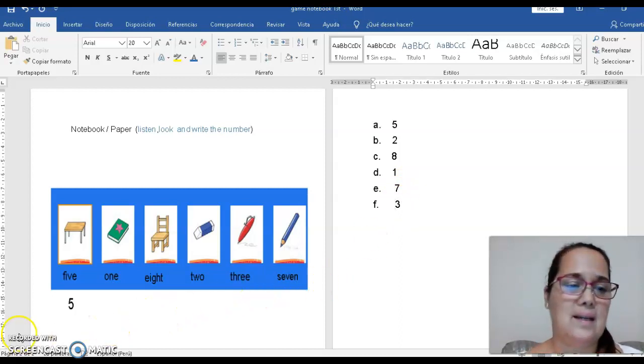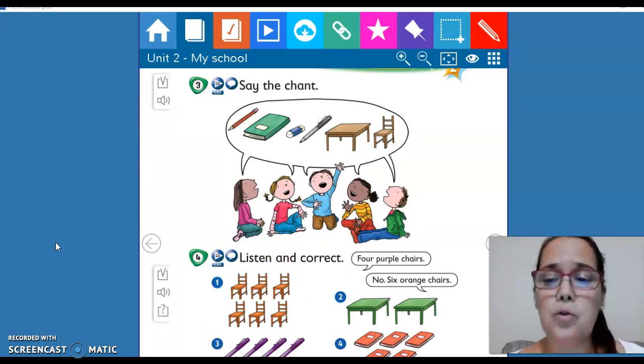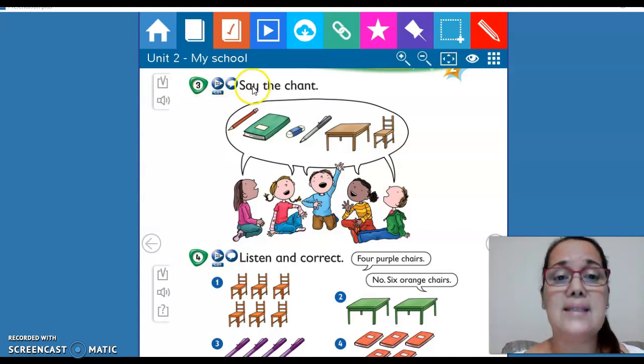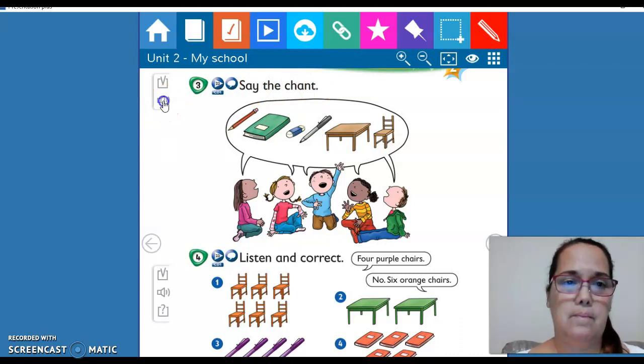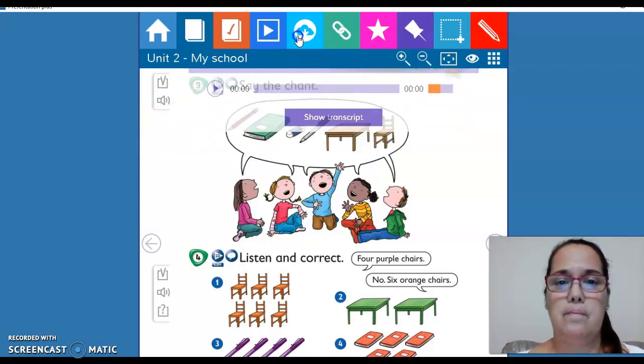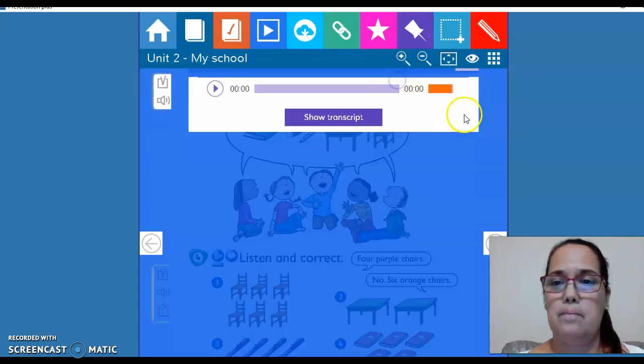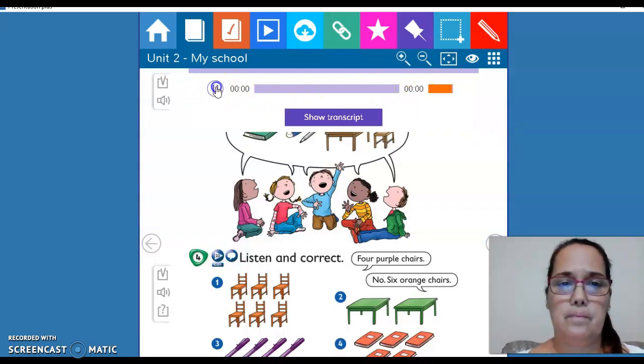Good job, kids. Excellent. Please take out your pupil's book and open at page 11. Pupil's book, page 11. We are going to learn a chant. Okay? Say the chant. First, listen to the chant. Pupil's book, page 11. 3. Say the chant. Listen.